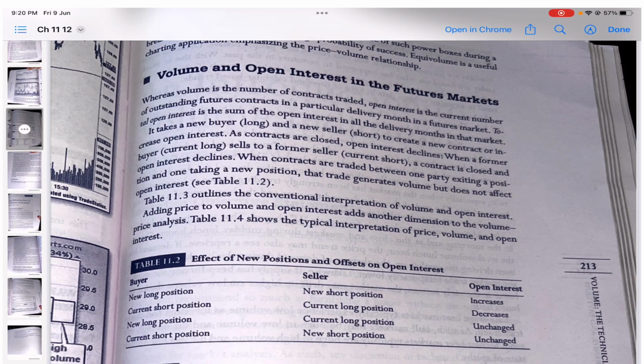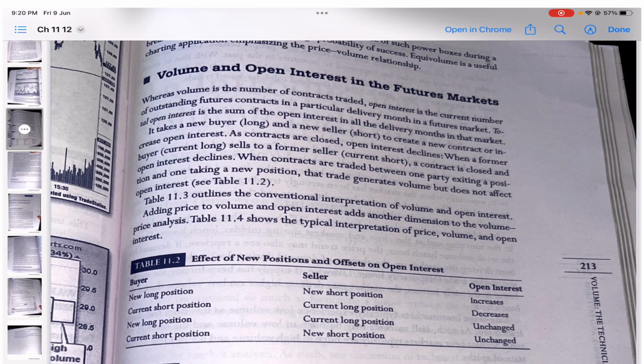The contracts which are still open will show you your open interest, whereas volume is when your trades have been closed. Total open interest is the sum of the open interest in all the delivery months in that market. It takes a new buyer and a new seller to create a new contract or increase open interest. As contracts are closed, open interest declines. So if I'm closing my contract, my OI falls.